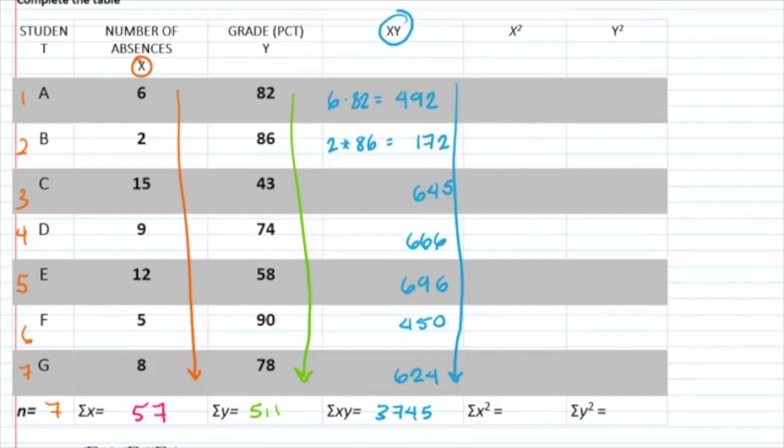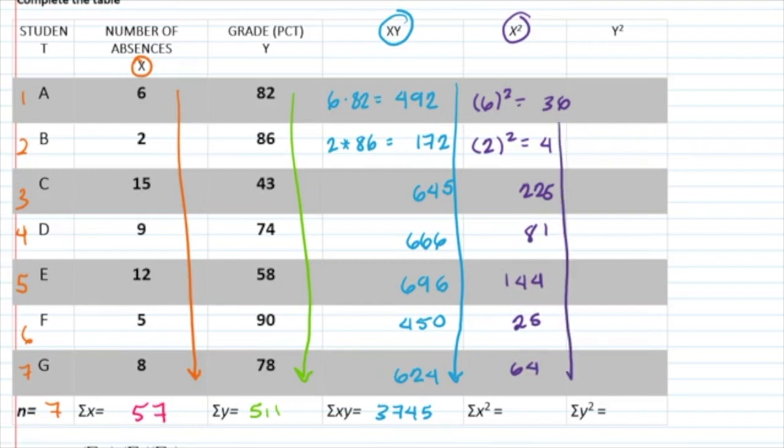Purple. Now I'm going to square the X, and then after I square them, I'm going to add the column. So here it would be 6 square, 36. Here would be 2 square, and that is 4, 225, 81, 144, 25, 64. When I add the column, I get 579.